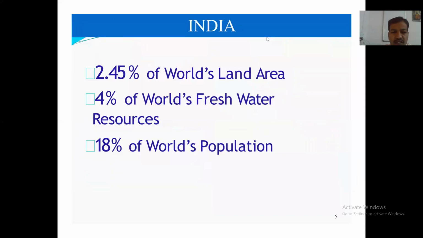Then in India, in our country, what is the percentage of this water distribution, water resources? From the world's land area, 2.4% of the water is available. World's land area, जी काय land area पूर्ण जगाचं त्यापैकी 2.4% आहे. आणि वर्ल्ड्स फ्रेश वॉटर रिसोर्सेस जेवढे आहेत पूर्ण जगात त्यापैकी 4% हे भारतामध्ये फ्रेश वॉटर, and 18% of the world's population. Total out of world's population, 18% is of our India.